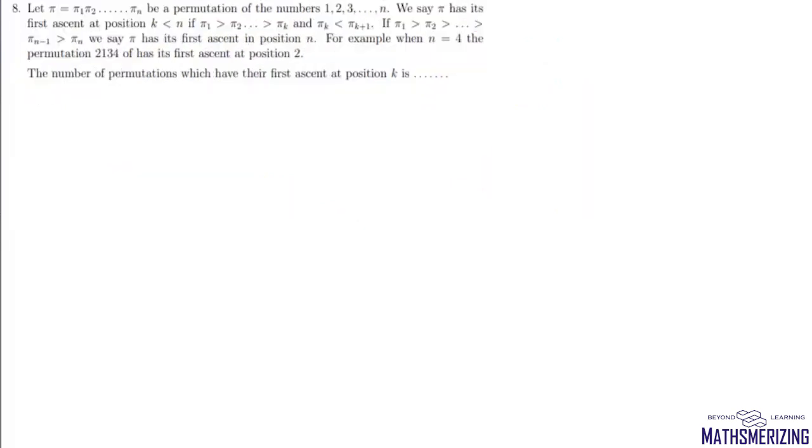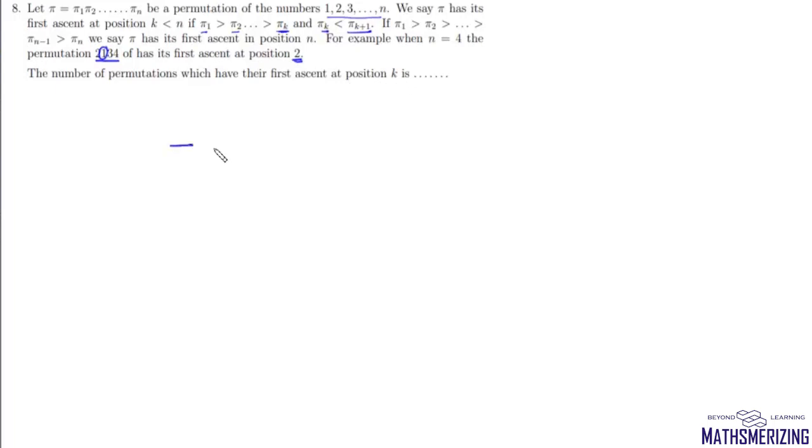Now question number 8 is: let pi equals pi 1, pi 2, up to pi n be a permutation of numbers 1, 2, 3 up to n, and we say pi has its first ascent at position k if pi 1 is greater than pi 2, pi 2 is greater than pi 3, and it continues up to pi k, and this pi k is less than pi k plus 1. Say for example in this permutation, which is 2, 1, 3, 4, now 2 is greater than 1 and 1 is less than 3. So we are getting this first ascent at position 2. So we'll need to find the number of permutations which have their first ascent at position k.